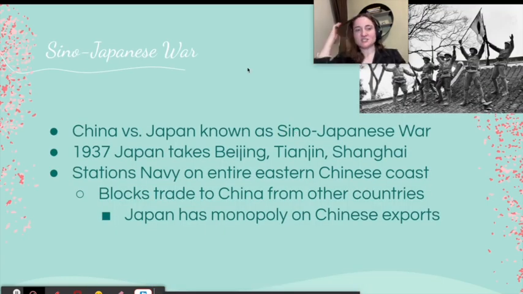So, like I said, China versus Japan is known as the Sino-Japanese War. It starts in 1937 and goes all the way to 1945, which is the end of World War II. So Japan takes Beijing, Tianjin, and Shanghai. And it also stations its navy on the entire eastern Chinese coast. So that blocks China from trading with other countries. So Japan has an entire monopoly on Chinese exports. Nothing comes in or out of China without Japan knowing.